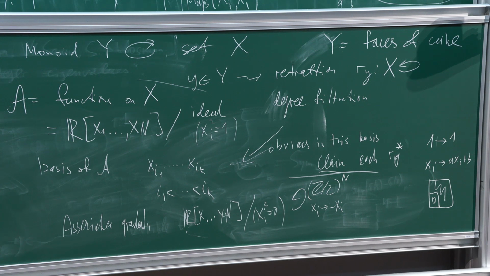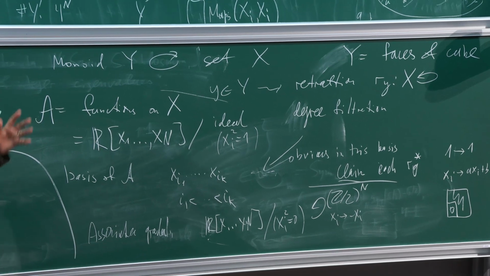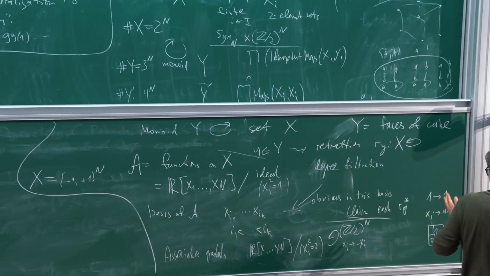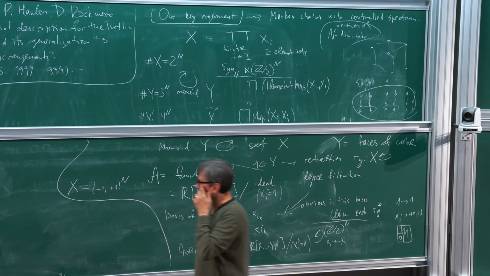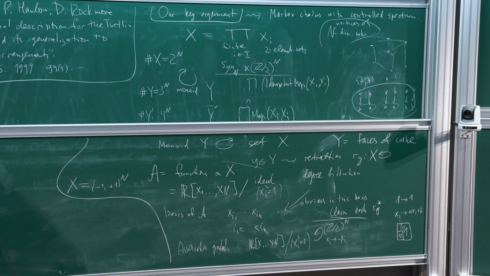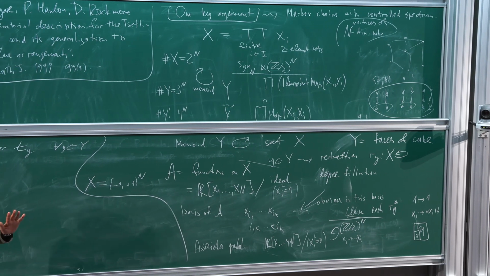So that's a very simple source of operators from which you can calculate things. And now what's going on? We choose arbitrary numbers ty for each y in Y. We get 3 to the power capital N numbers.